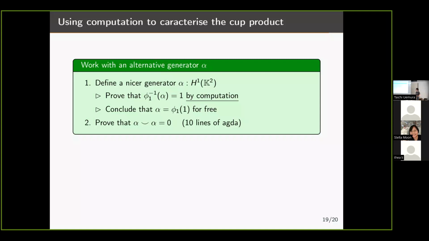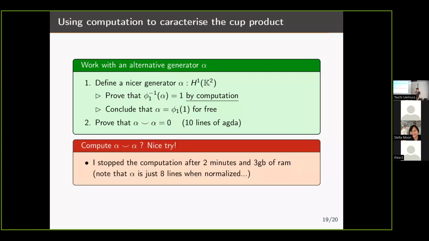So if someone gets into this philosophy, he would say, why don't we compute alpha cup alpha? Well, it's a good try, but it doesn't work either. Even though alpha is really short, if you try to take the cup product of it with itself, it gets really big really quickly. In only 2 minutes, it's already 3 gigabytes of RAM, even though alpha is just 8 lines when normalized. And the reason is that the cup product is not that easy to define. So basically, all the higher paths that you have in the definition of alpha are going to blow up together when trying to compute it. So we're hoping to get a better definition someday.